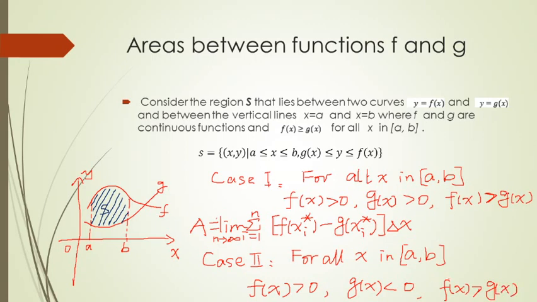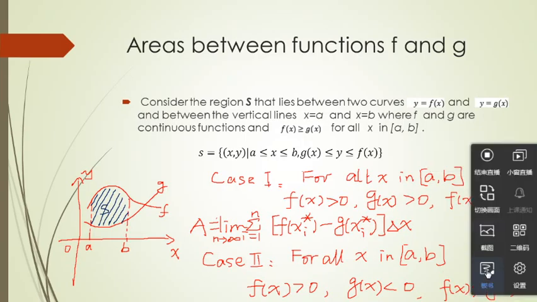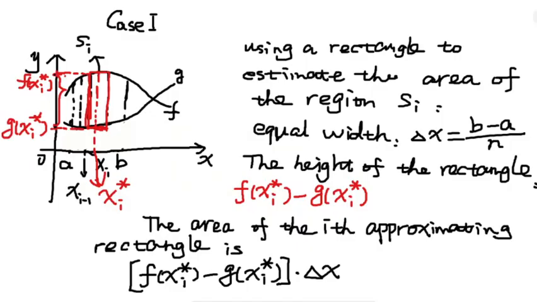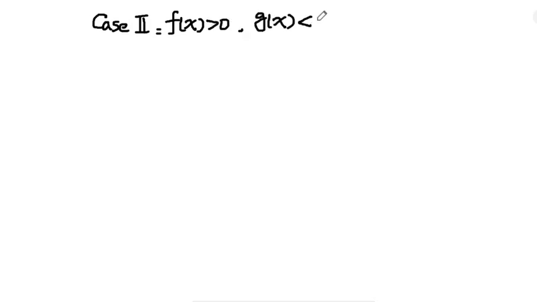Let's check case 2. One function is positive, another function is negative. So let me write case 2 here. For all the x in [a, b], f is positive, g is negative. Now let me draw the graph and figure out the area of the region S.